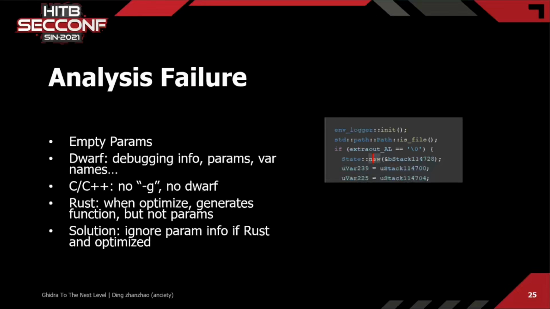IDA also suffers from this problem. Rust is just not that well supported by the reverse engineering community for sure. So next time you want to protect some important code, just use Rust. The result is that we fixed this by adding a special case, and the pull request is already merged into the upstream.